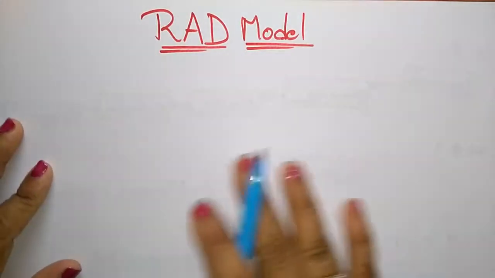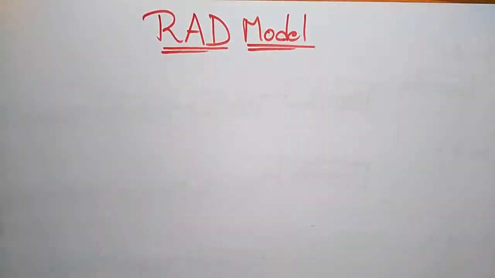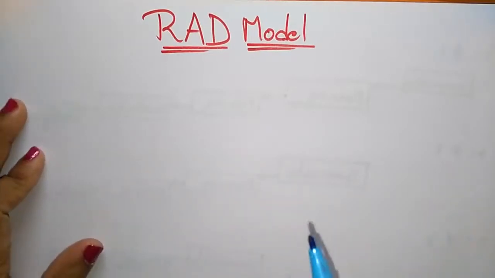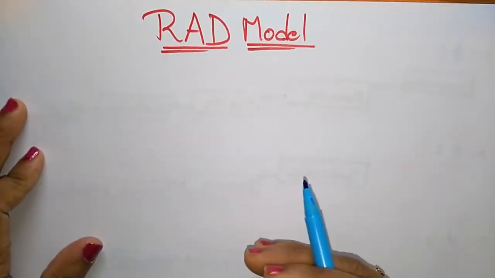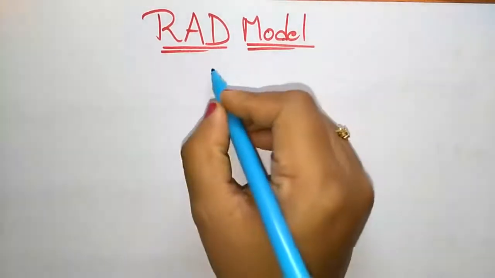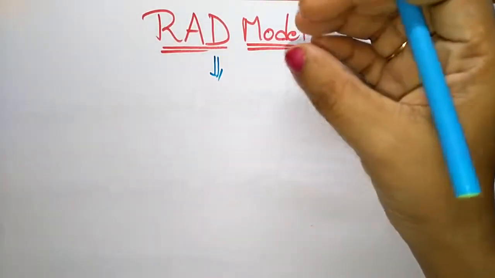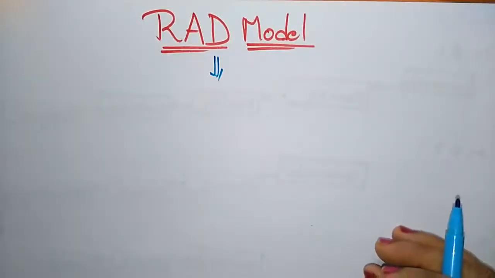Actually, this RAD is an incremental model. We also call it the extension of the incremental model. It is an incremental model that emphasizes an extremely short development cycle. So whenever we are dealing with a short development cycle, it's better to go for the RAD model rather than going for the incremental model.